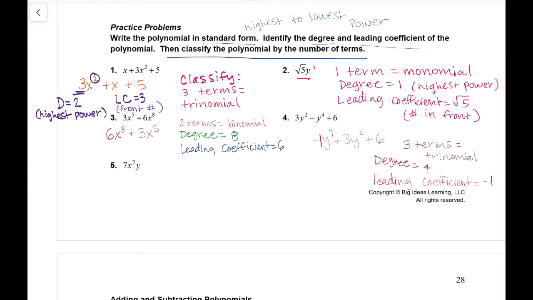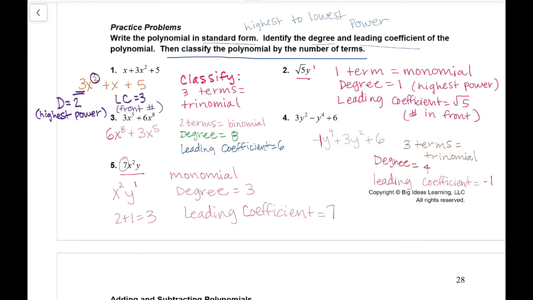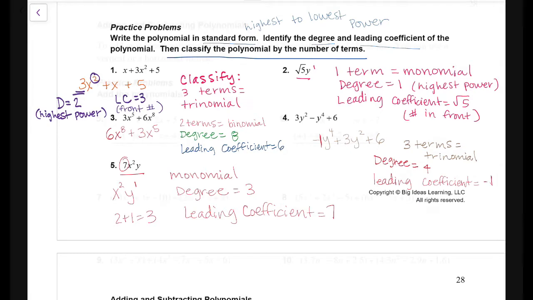Looking at number 5, we have 7x squared y. There is one term, so it is a monomial. Mono means one, monomial. Then we're going to look at the degree. Now we have two variables here. We have x squared and y to the 1st. We're going to add those exponents together to give us 3. So the degree of 7x squared y would be 3. The leading coefficient is the number in front of the highest power term. Well, since there's only one, it's just the 7. That's all that we have to use.